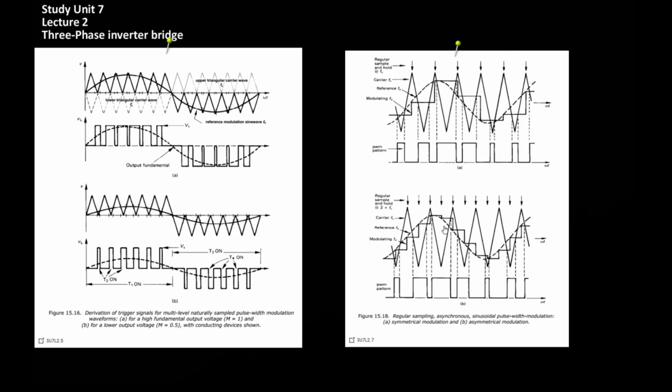Once again, there are two small distinctions to be made. There is symmetrical modulation and asymmetrical modulation, and all this really means is that with the asymmetrical modulation, the sampling rate is twice that of the sawtooth frequency.